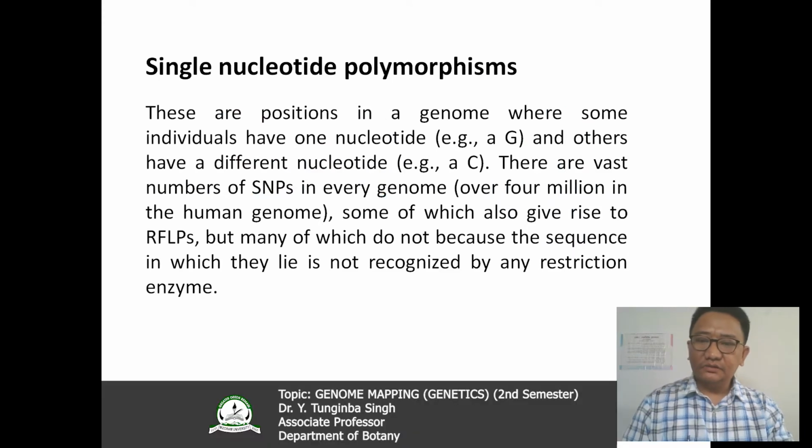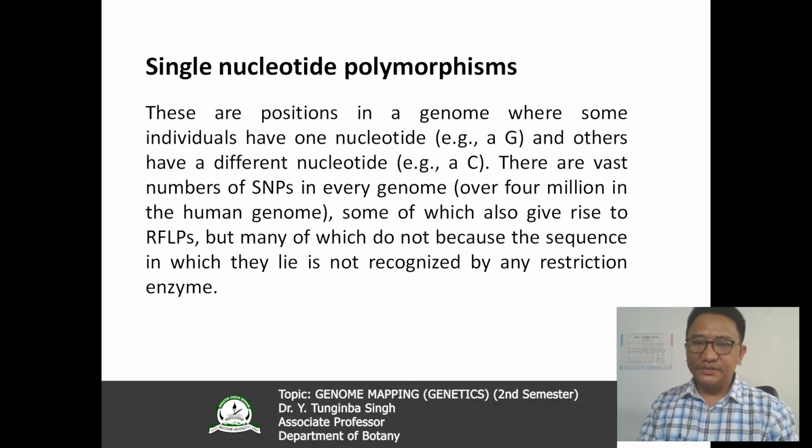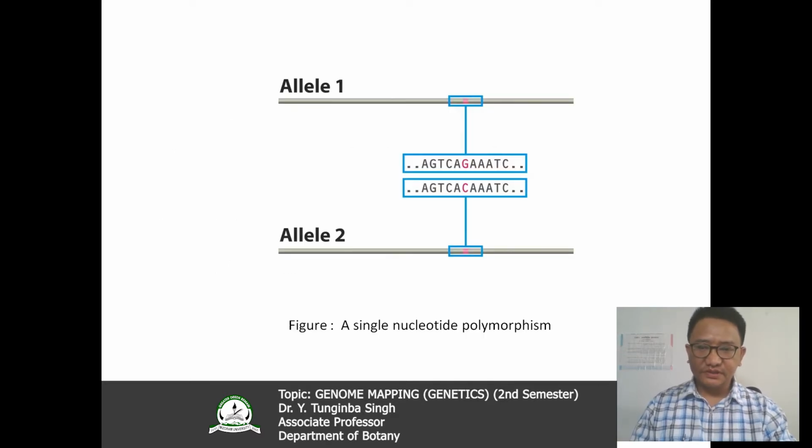Then single nucleotide polymorphism. These are positions in the genome where some individuals have one nucleotide and others have a different nucleotide. Say in one individual it's G, in another individual it's C. As we can see in allele number 1 and 2, there is a difference at one position: allele 1 has G, allele 2 has C. So this is what single nucleotide polymorphism stands for.